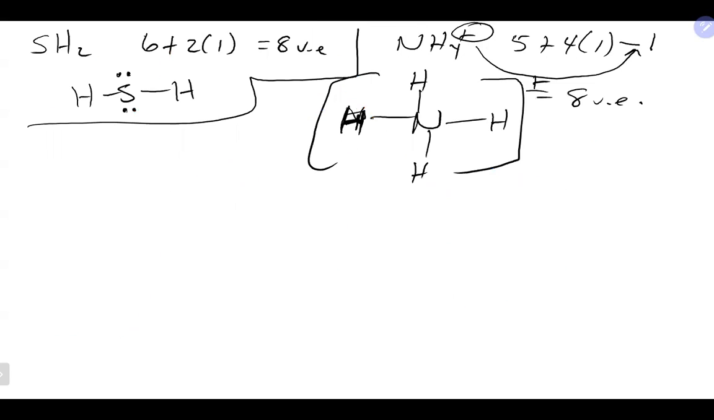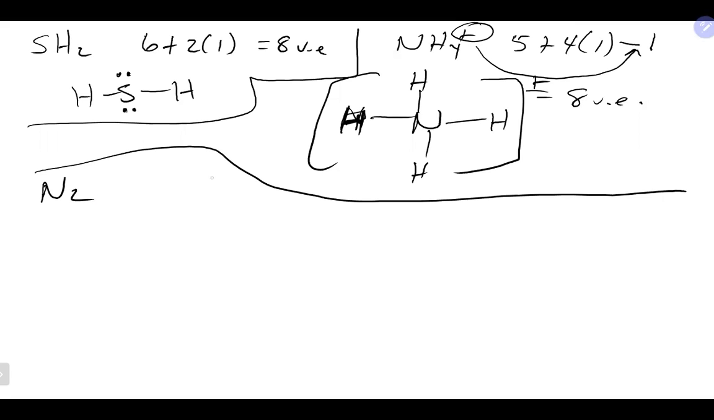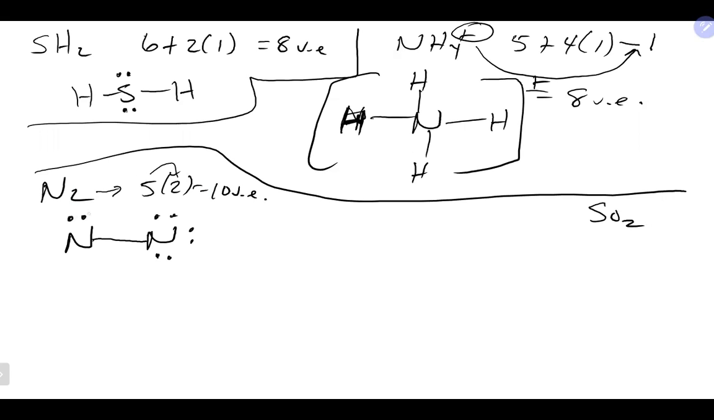Then we have N2 and SO2 left. All right. So N2 here is going to be 5 times 2, basically, which is 10 valence electrons. In this case, there really is no central atom, so we just line them up next to each other. And we can follow the same process here. A single bond is 2 electrons. We still have 8 to go, so 2, 4, 6, and 8 in this case.